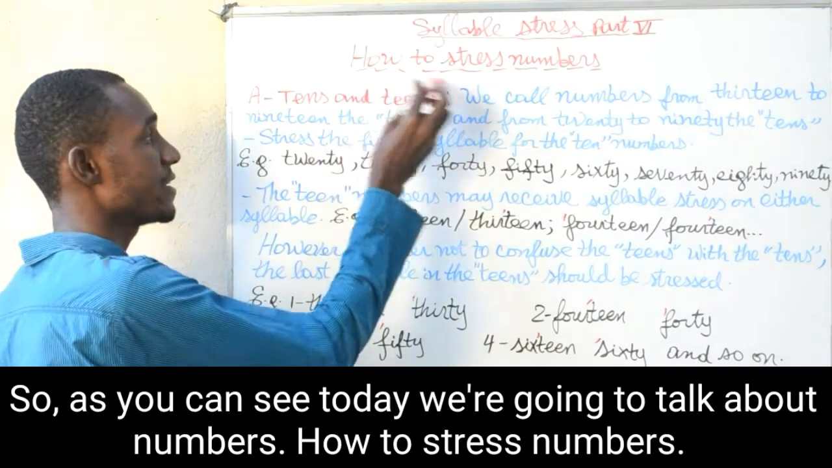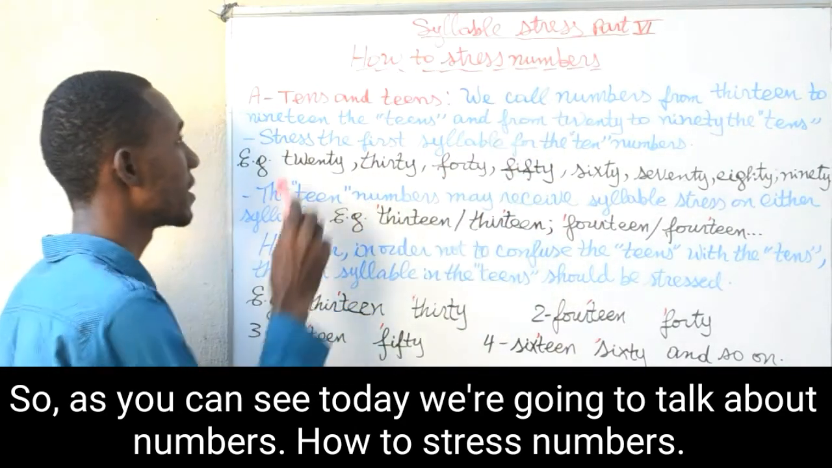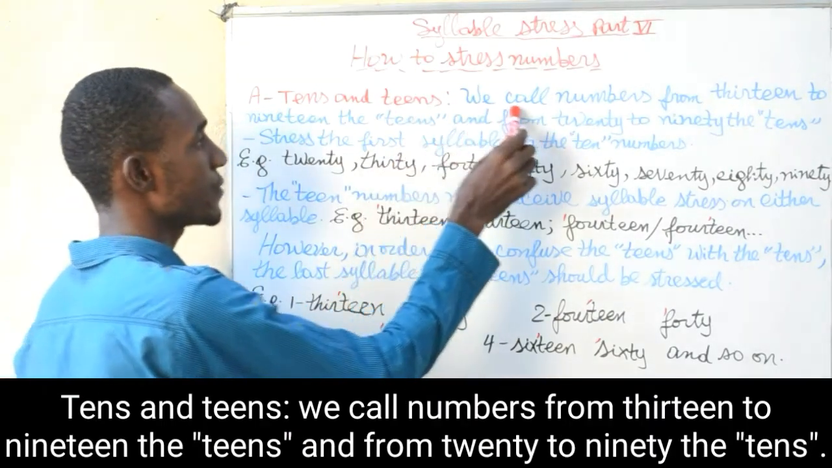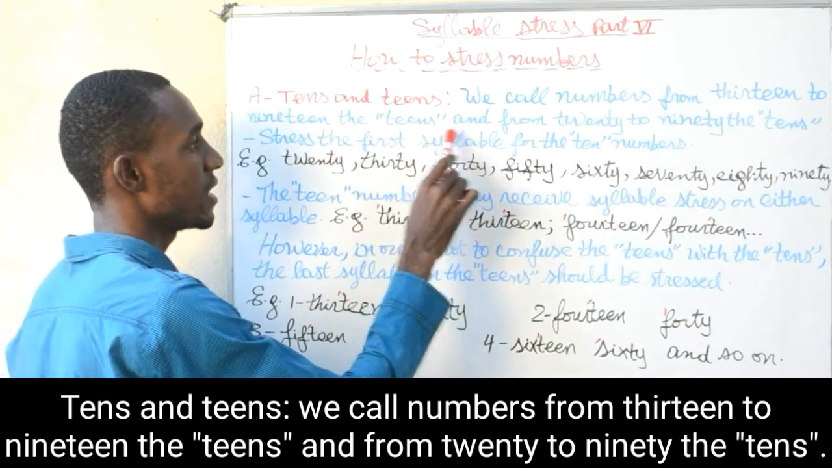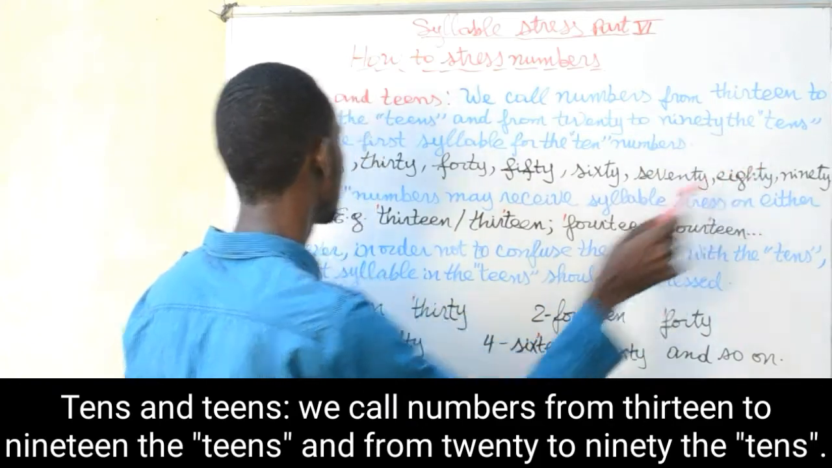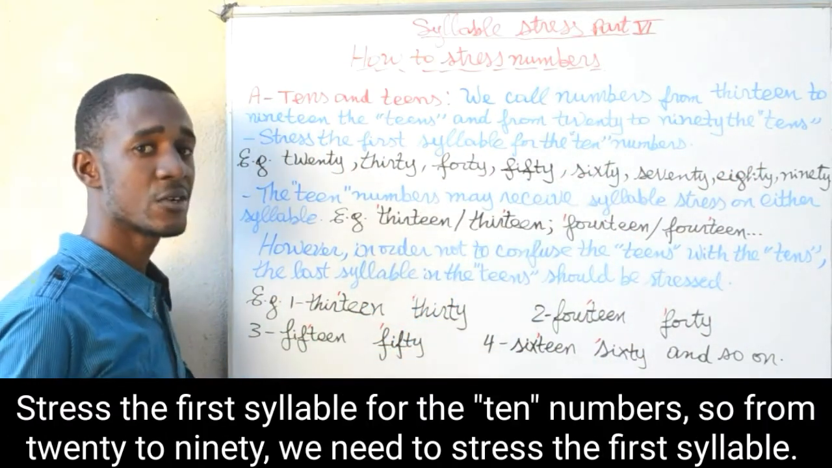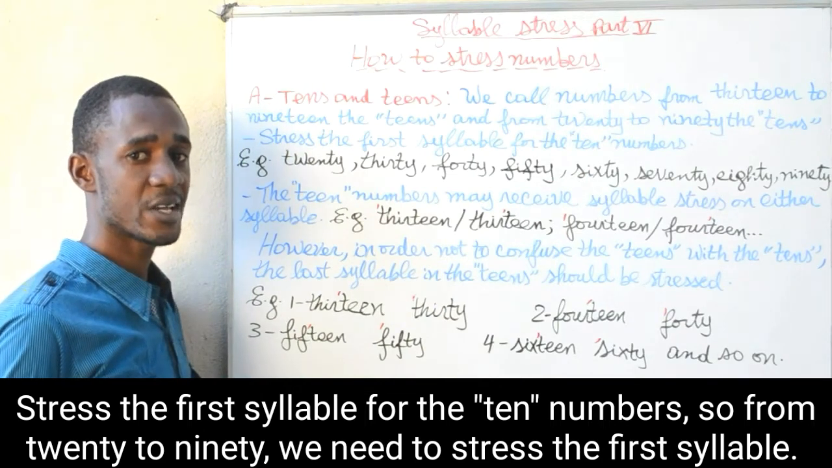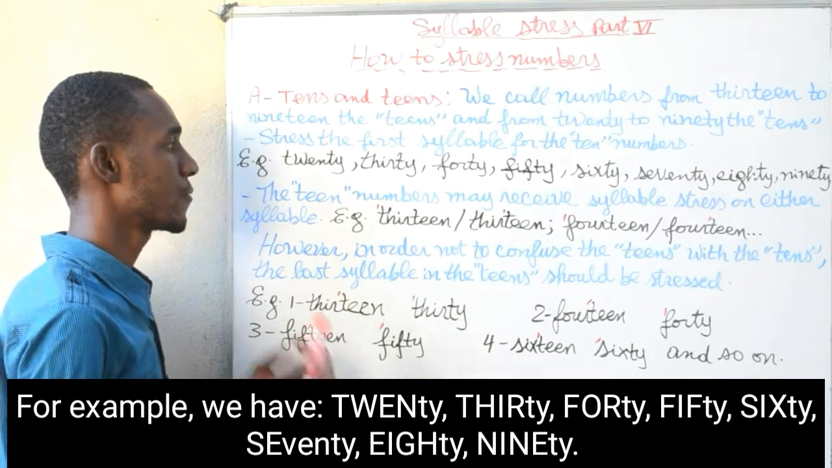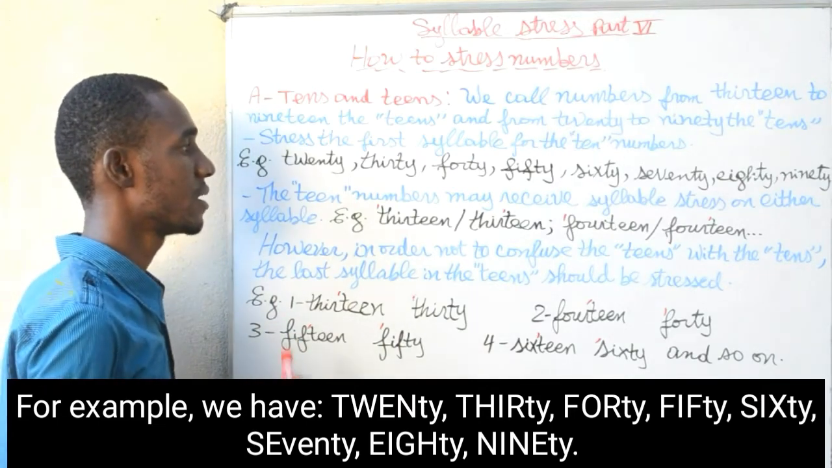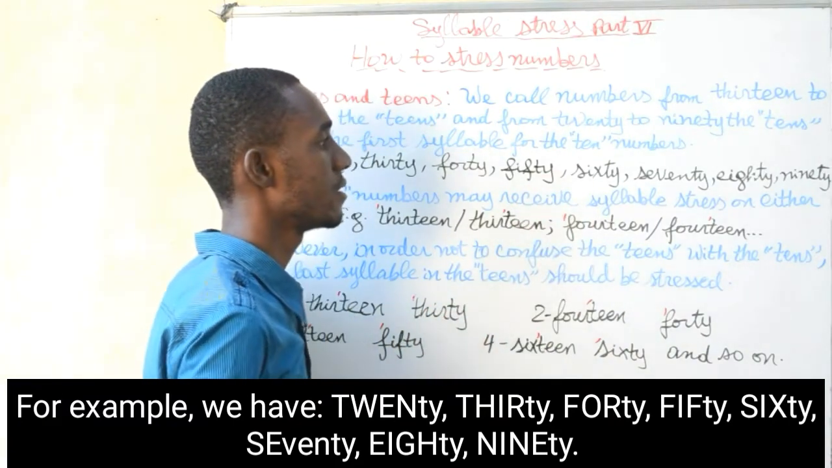So as you can see, today we're going to talk about numbers. How to stress numbers. Tens and teens. We call numbers from 13 to 19 the teens, and from 20 to 90 the tens. Stress the first syllable for the tens. So from 20 to 90 we need to stress the first syllable. For example, we have 20, 30, 40, 50, 60, 70, 80, 90.